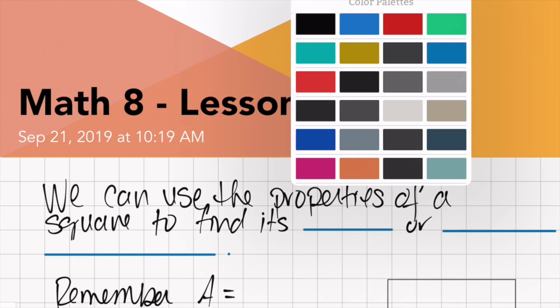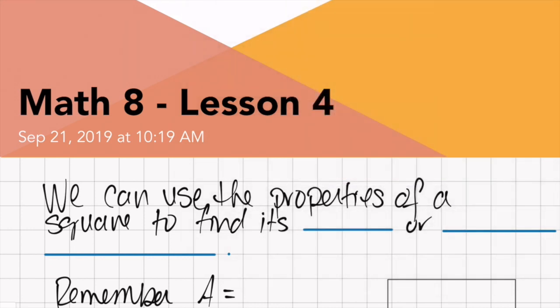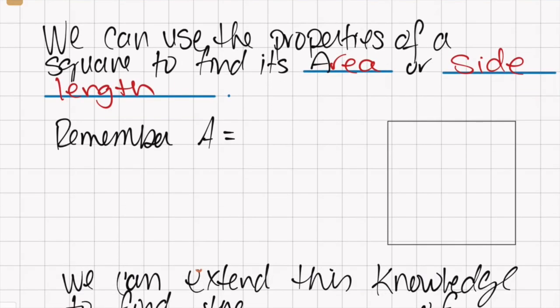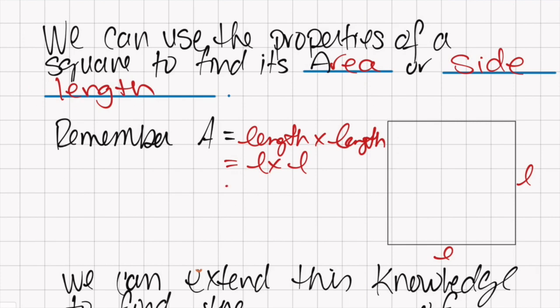And for this we need to remember we can use the properties of a square to find its area or its side length. So the key here is to remember when we're looking to find the area of a square, let's say this one on the right here, that the side lengths are both the same size. So the formula would be length times length. And this we could also write as L squared.